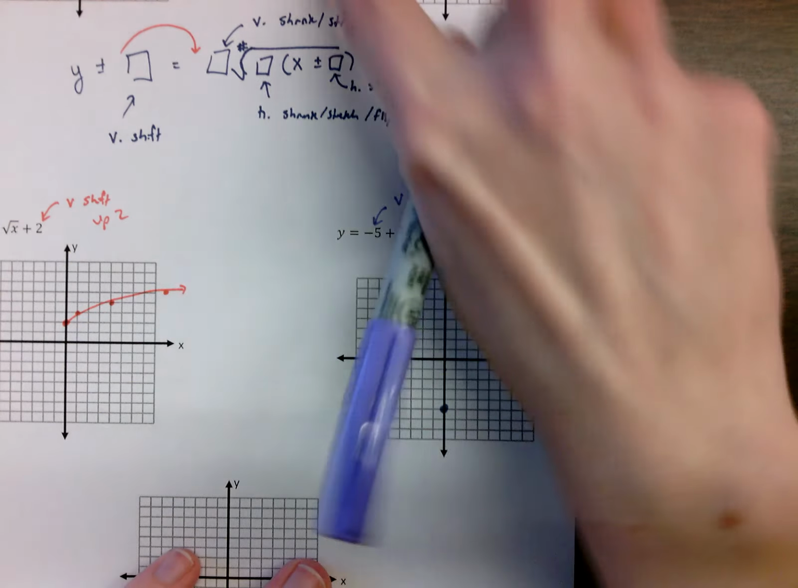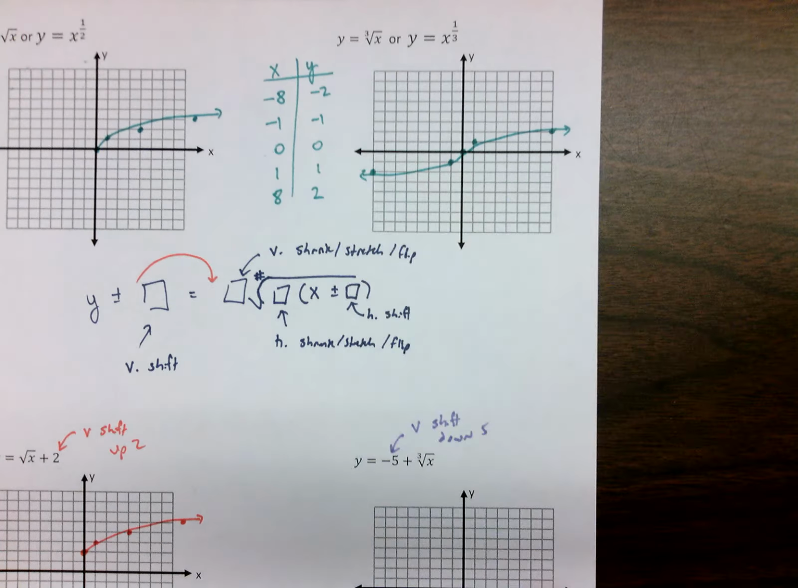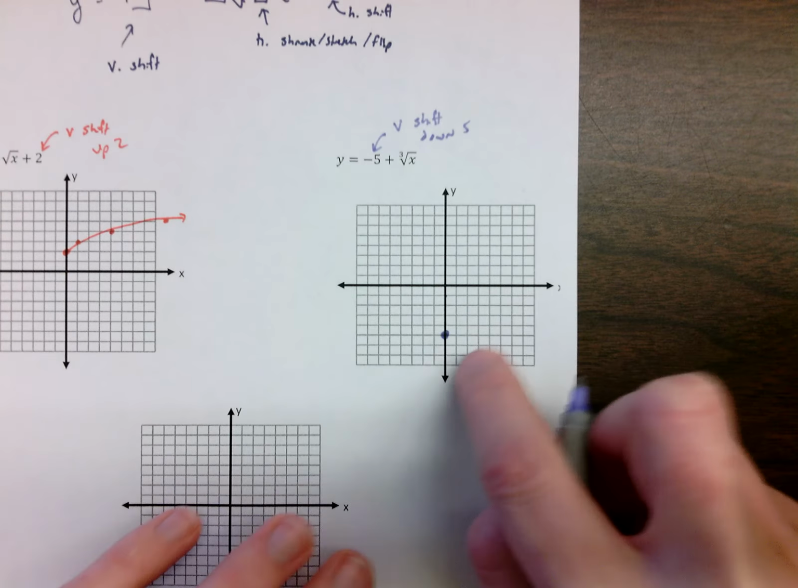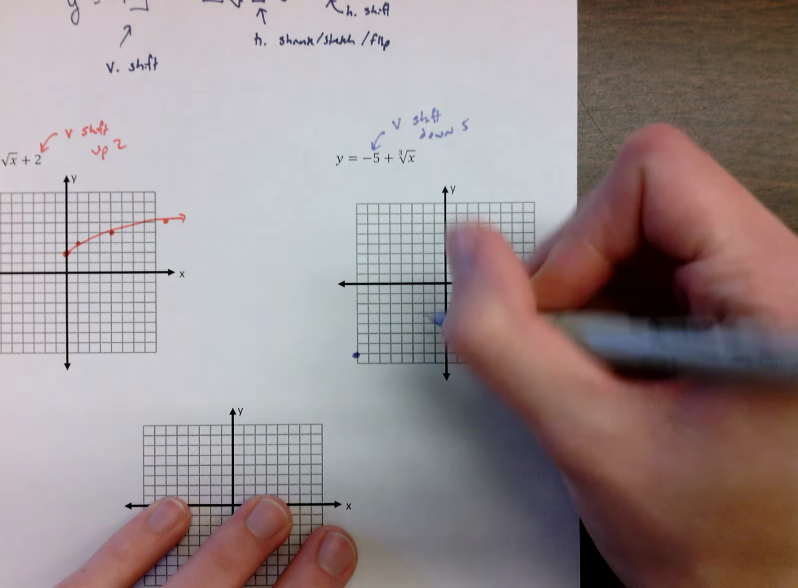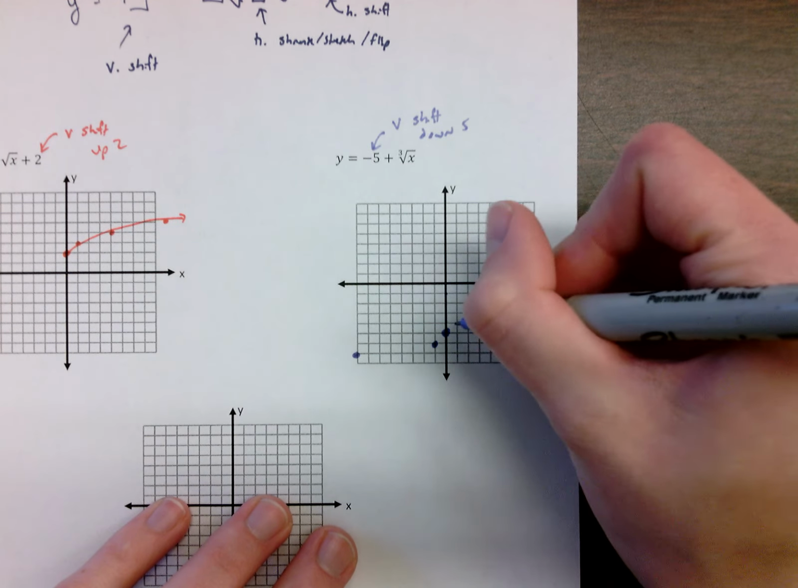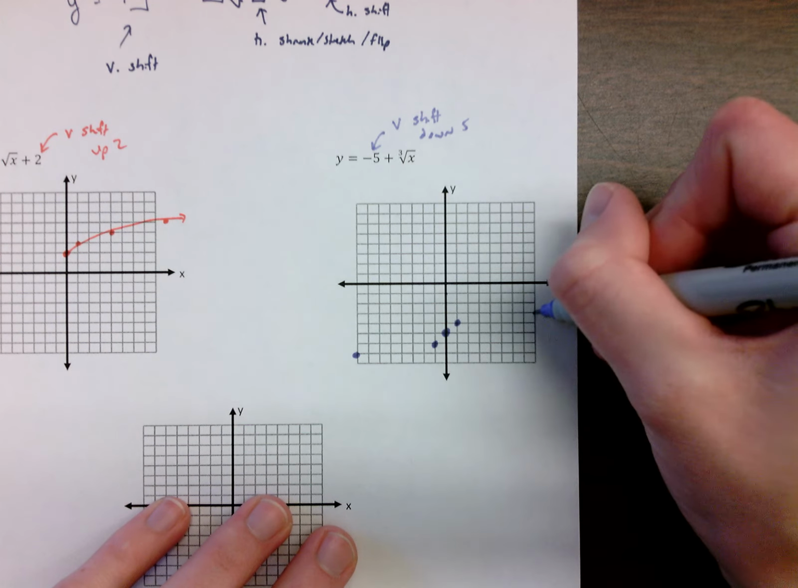So plotting the rest of this modified table of values from this new origin, right? -8, -2 would be over here. Here's -1, -1. Here's 1, 1. And then there's 8, 2.